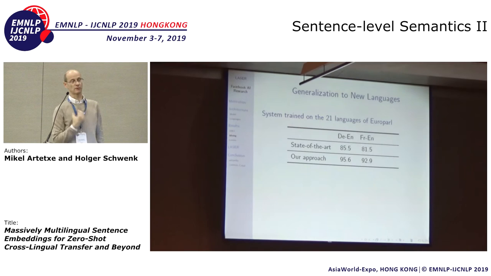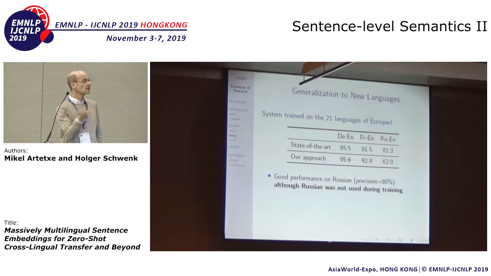We trained a different system on European languages, so of the European Commission. And this goes basically onto the Russian border. So we have a couple of Slavic languages, but not any single Russian word. And then we tried to mine parallel data English and Russian. And it works. So we get an F1 score of 62. It's not as good as the other one, but it does work.